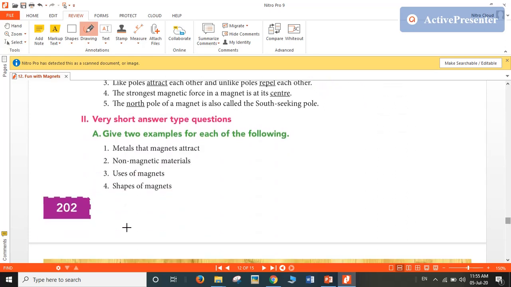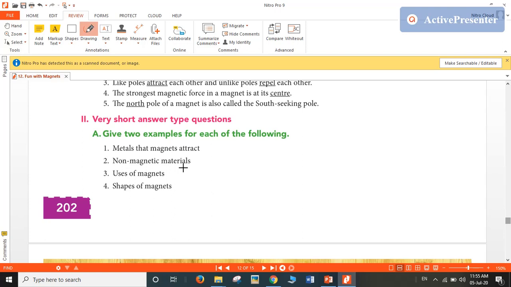Then let's see, give two examples for each of the following. Metals that magnets attract, it means magnetic materials can be attracted by magnets. So the examples of magnetic materials are iron, nickel and cobalt. Non-magnetic materials are plastic, wood, gold, silver, glass. These are all non-magnetic materials which cannot be attracted by magnet.